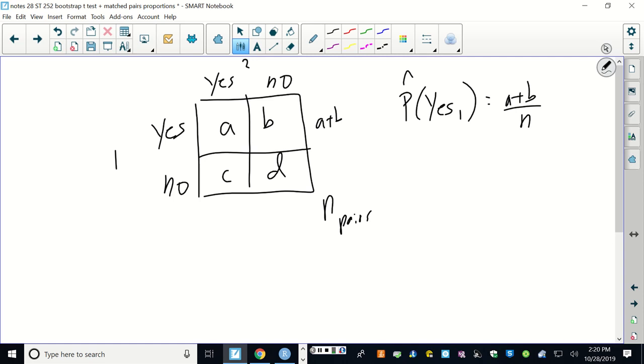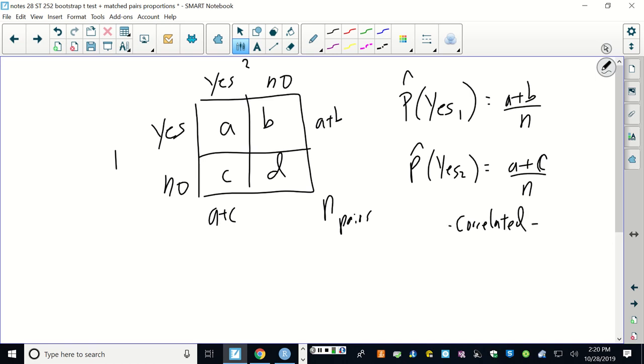What percent pass on the post-test? The p-hat of yes 2 on this one is A plus C, right? So you have A plus C over N. You can estimate most of those proportions, but if you take the difference of them to compare the rates, they both have that A in there, and so they're related to one another. If one's high, the other one's likely to be high too, so they're correlated. These two things are correlated because the likely response of the members of each pair are similar, more similar than random.